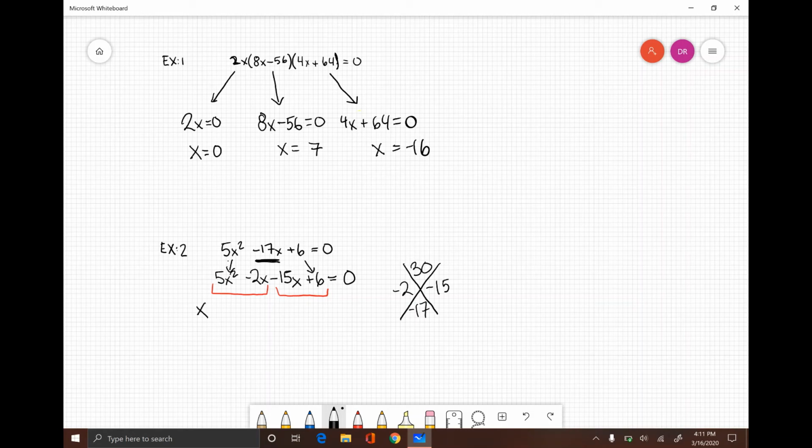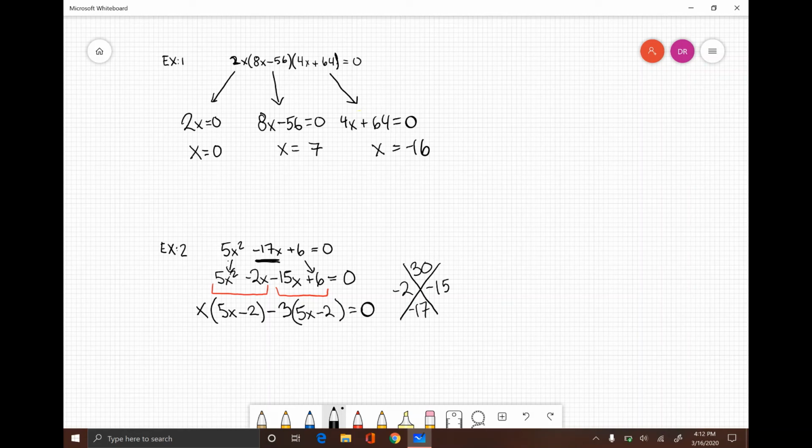If we pull out an x from these first two terms, we end up getting just 5x minus 2, because we took away the x's. And then for the last two terms, the greatest common factor is a 3. But you want to factor out more than just a 3. You want to actually factor out a negative 3, because if you do that, you'll have the same values inside the parentheses, which is what you need to factor by grouping. So for example, the negative 15x, if we factor out a negative 3, we end up getting a positive 5x. If we factor out a negative 3 from the positive 6, we end up getting a negative 2.